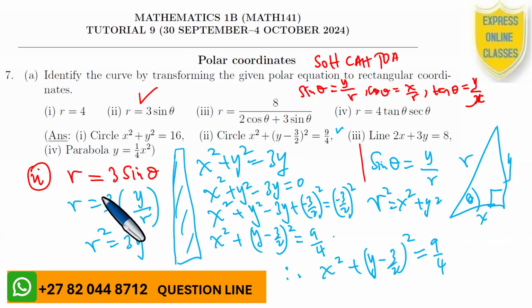And then we cross multiply at this point. r times r is what? r times r is r squared, which equals 3y. But we also use the fact that always r squared is x squared plus y squared. r squared equals x squared plus y squared.